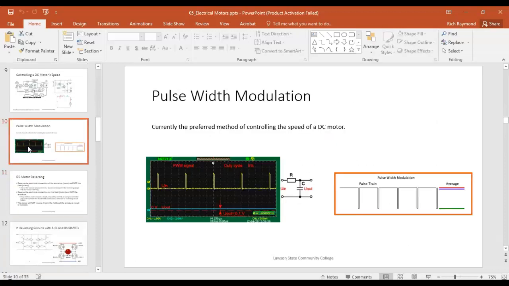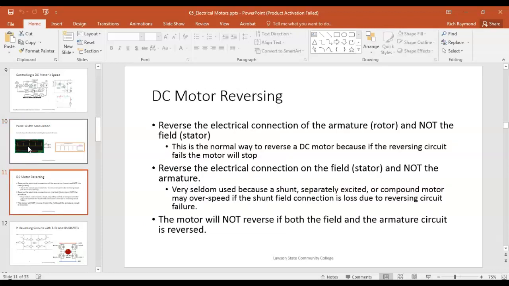Looked at a little pulse width modulation, and I didn't bring my camera over. But I have one set up. I'll try to go get my camera.